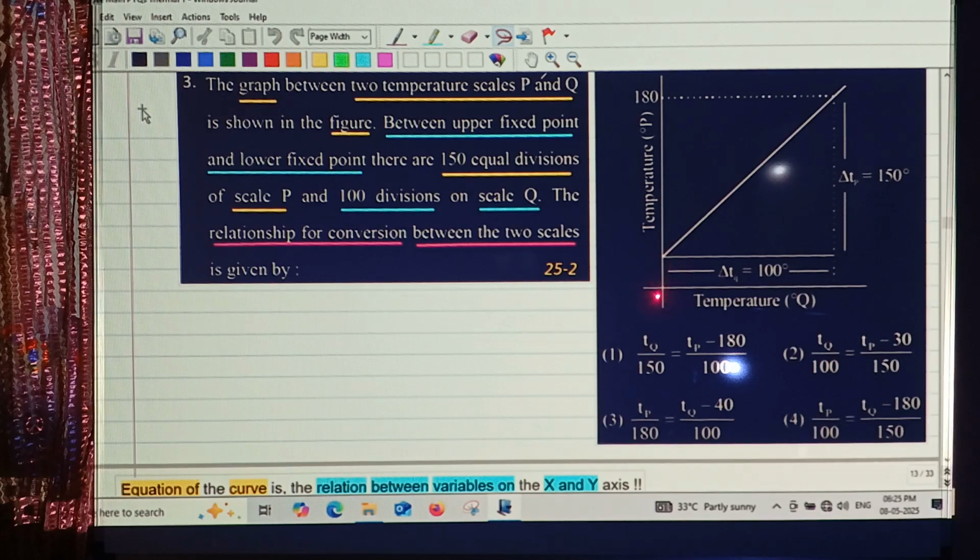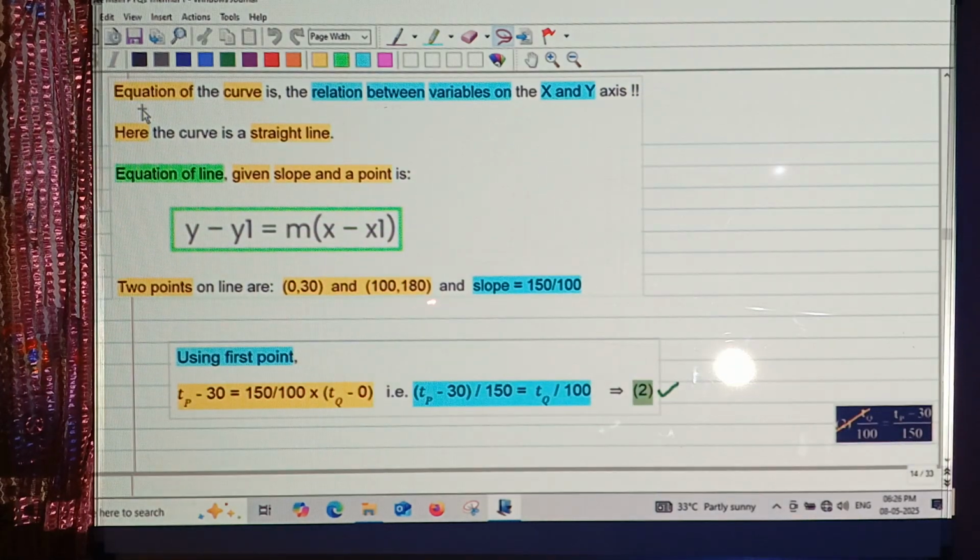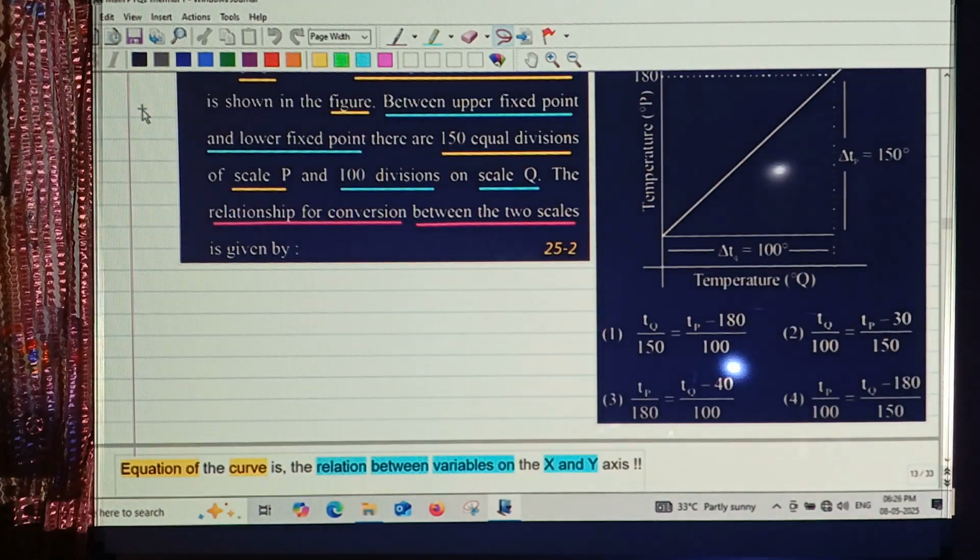0, 30 versus 0, 0. So x is 0 and y here, from here to here it's 180 and from here to here it's 150. It's given here. So from here to here it should be 30. So the coordinate of the lower point is 0, 30. And the second point is x is 100 and y is 180. So the second point is 100, 180. So 2 points on the line are given and the slope is also known. It's 150 by 100 between those 2 points.